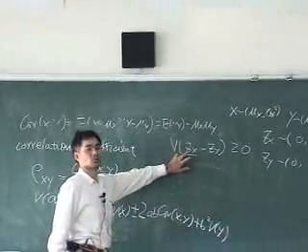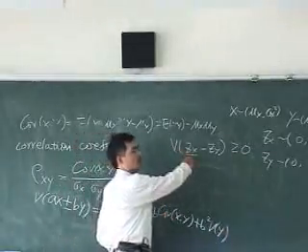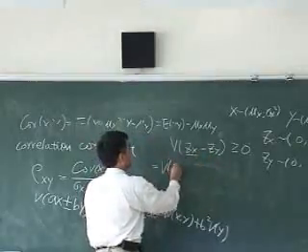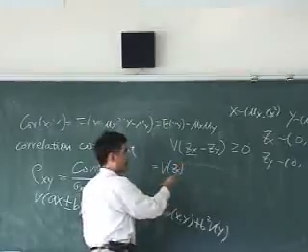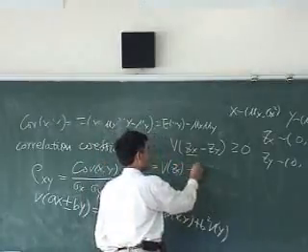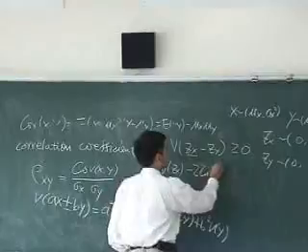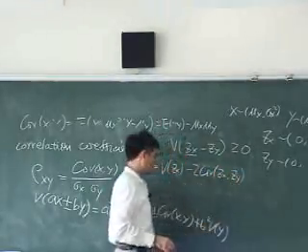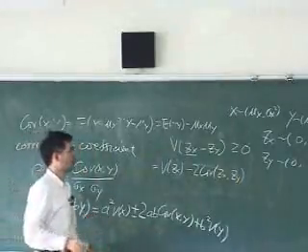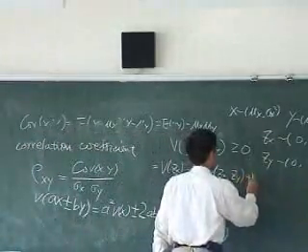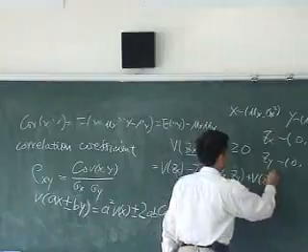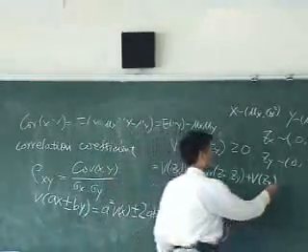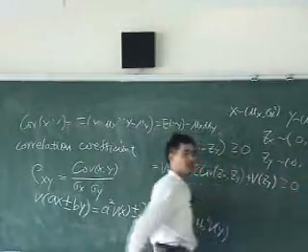So what is this equal to? V of zx minus zy is equal to vzx, right? Minus 2 covariance zx zy, right? According to this formula. And also plus vzy, okay? And of course this term is greater than or equal to 0, okay?